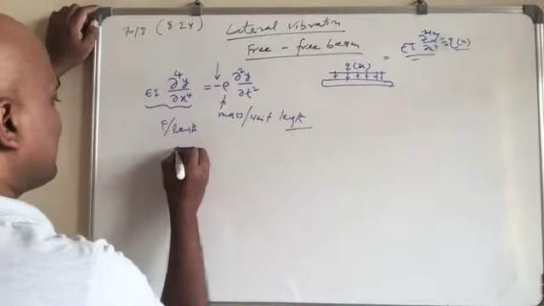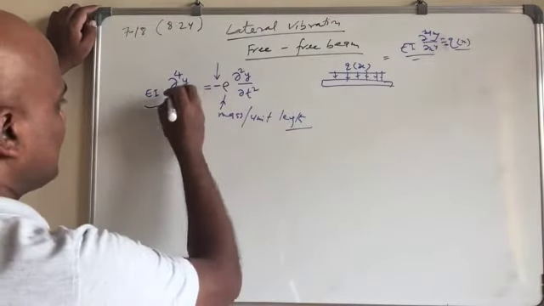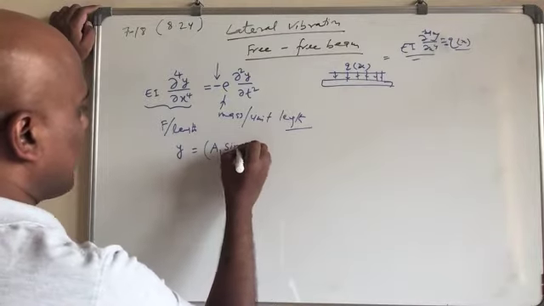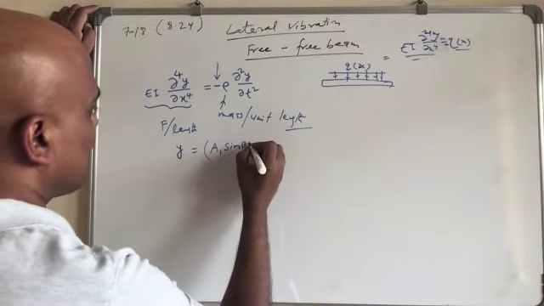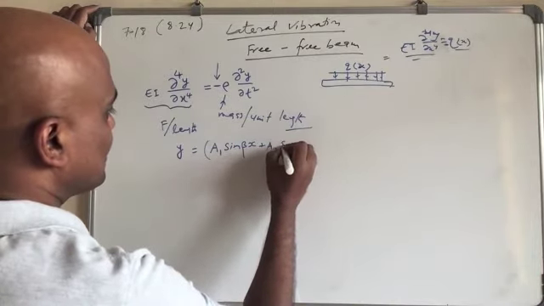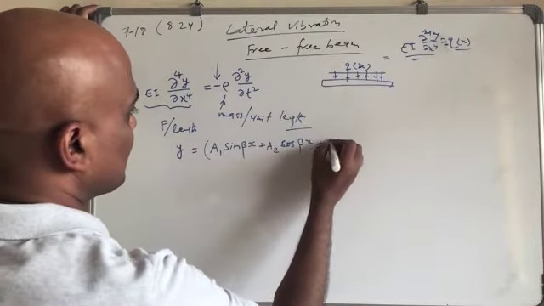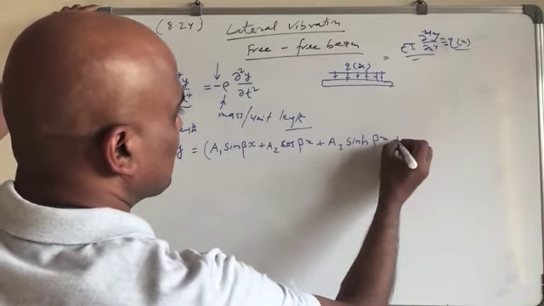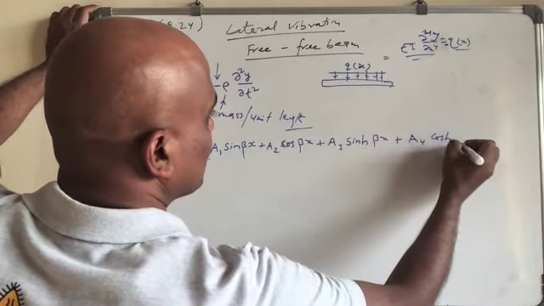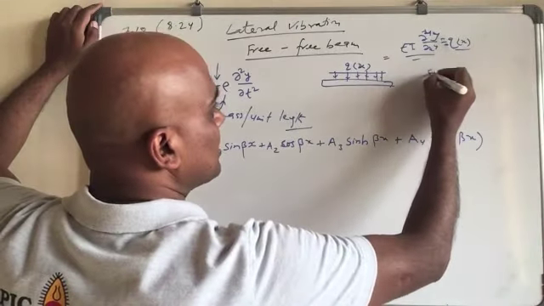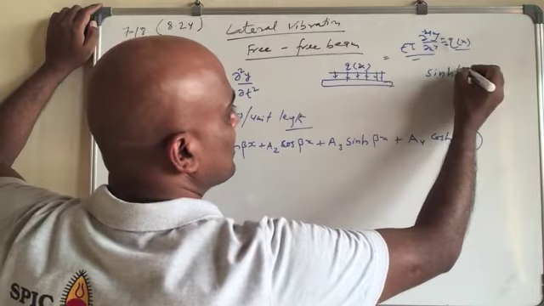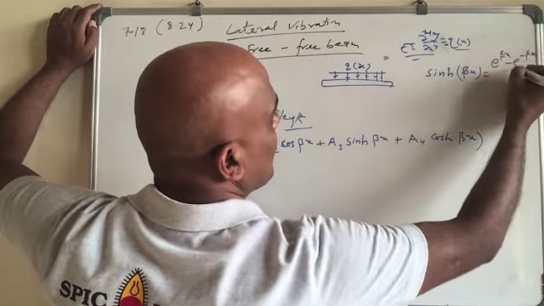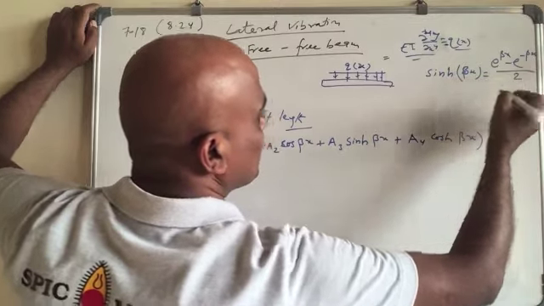We already know the general equation, and that was y equal to, we called it, let's call it something like this: A1 sine beta x plus A2 cos beta x plus A3 sine hyperbolic beta x plus A4 cos hyperbolic beta x, where, as we discussed earlier also, sine hyperbolic beta x equals e to the beta x minus e to the minus beta x over 2, right? It's like this.